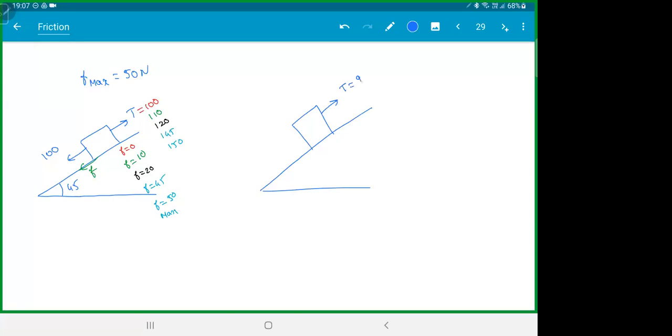Let's say the given tension is 90 newtons. Then what will friction say? Okay, you're trying to go down, I'll help you out. So friction will say, I'll come up. How much? 10 newtons.